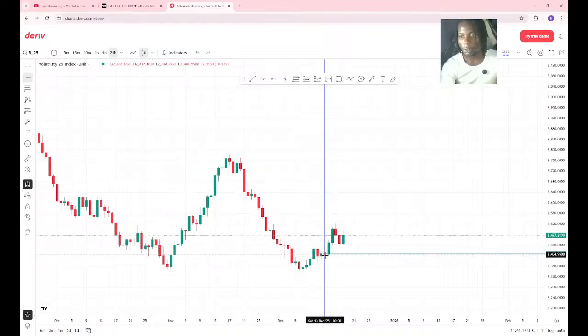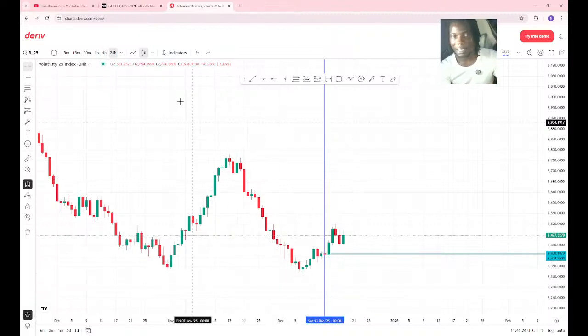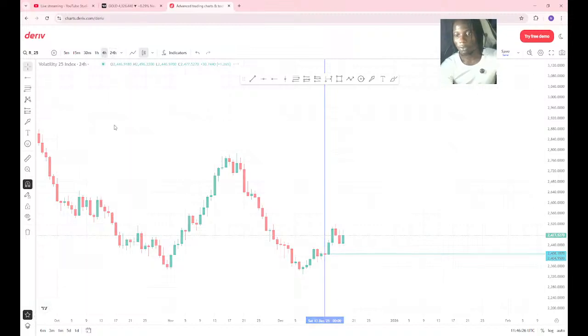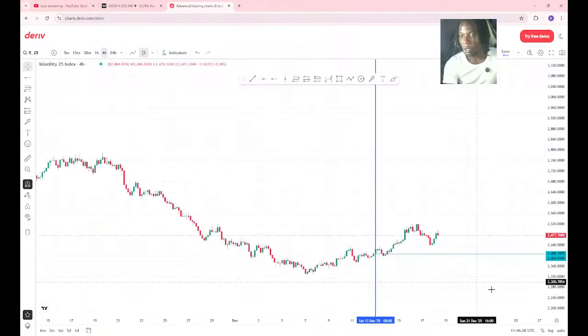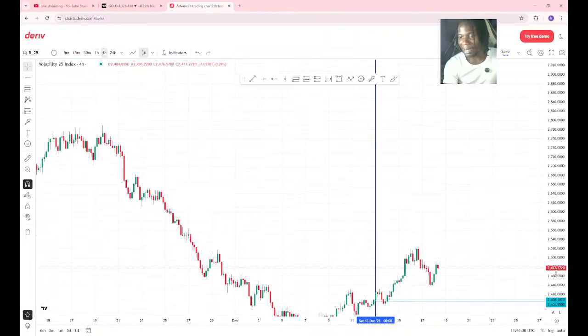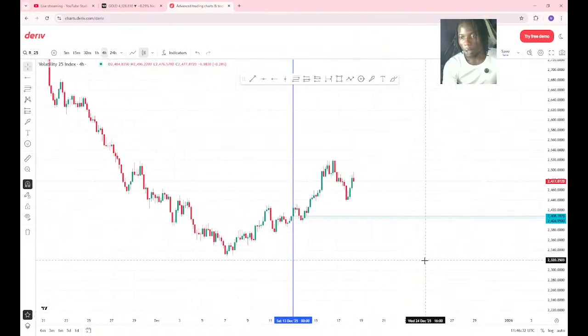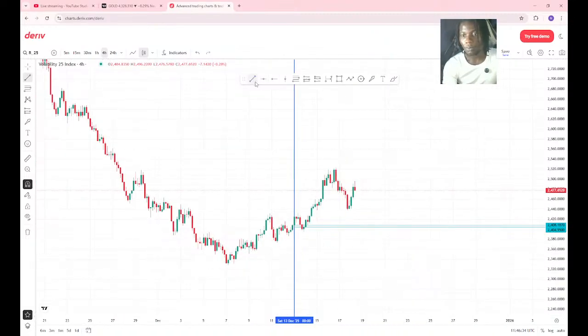Then that is the close. So that is the indecision candle, but it's a candle. Since it's the daily candle, it's a daily candle. Now we move to our 4 hours to see what the price did at that zone. All right, boom. So price broke structure.